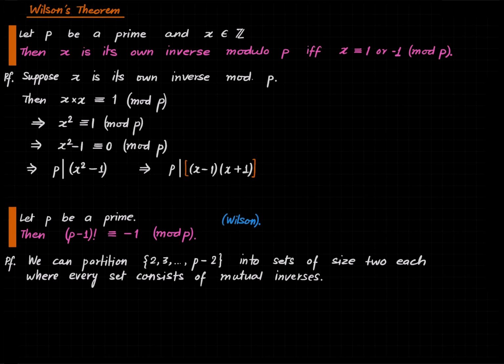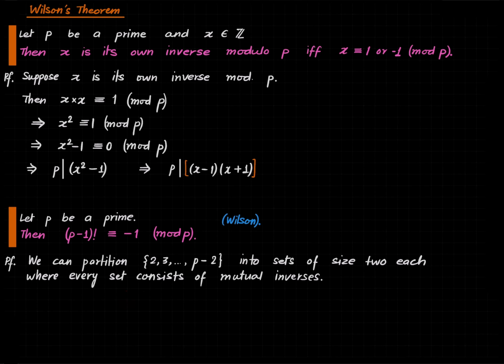So I'm not writing a very detailed proof here. What I'm trying to say is, just like we saw in the previous page, you partition this set into doubletons. Doubletons meaning sets of size 2, where every such set consists of mutual inverses modulo p, meaning that b is the inverse of a, and naturally then a is the inverse of b.